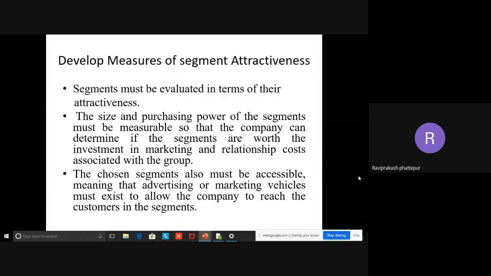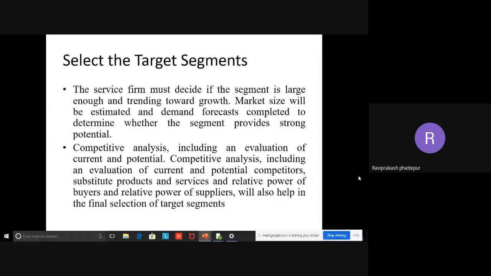Okay. Next, select the target segments. So after doing this, we are selecting. First we are segmenting it. Second, trying to find out who our customers are and what they need. Third, we are finding out how big the market is. Then what is the purchasing capacity? Can we sustain in the market, having a relationship as well as the communicating cost we need to have? Then select the target segment.